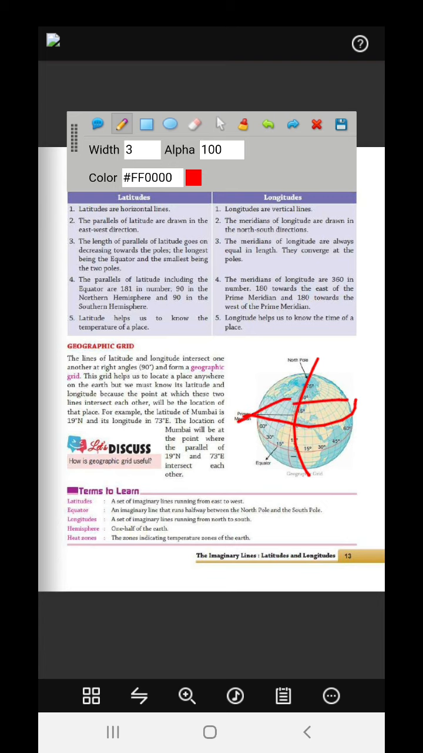You can see. So latitude helps us to know the temperature of a place. I already told you they are divided into heat zones. And longitude helps us calculate the time, because the sun is not rising at all places at the same time. We'll learn about it later in class 9.